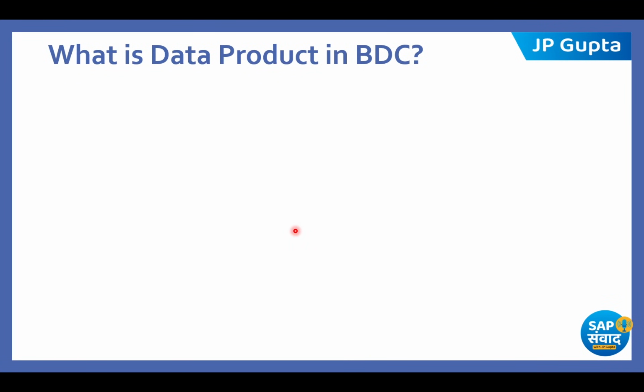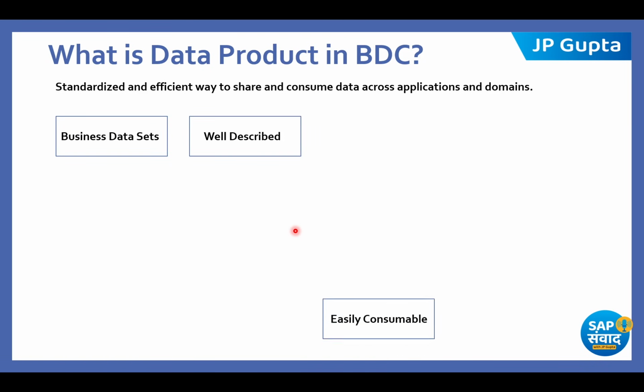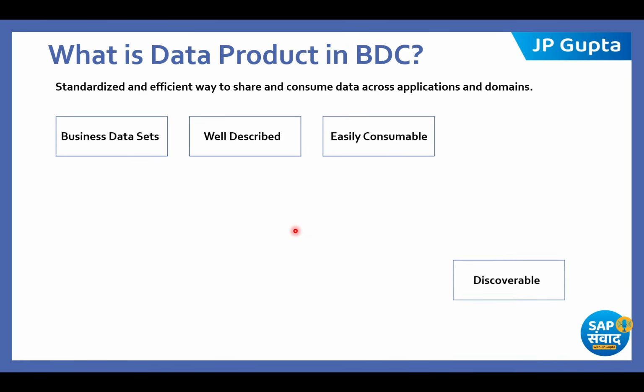What is data product in BDC? A data product in BDC is a self-contained business-ready dataset designed for easy consumption. It is based on master data and transactional data and is optimized towards high volume intensive read. It includes the necessary business context and semantic meaning, ensuring users understand what the data represents. Or in simple words, we can say it is business datasets which are well described, easily consumable and discoverable.